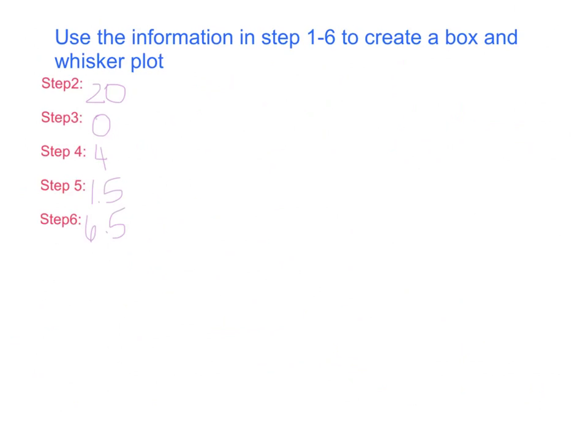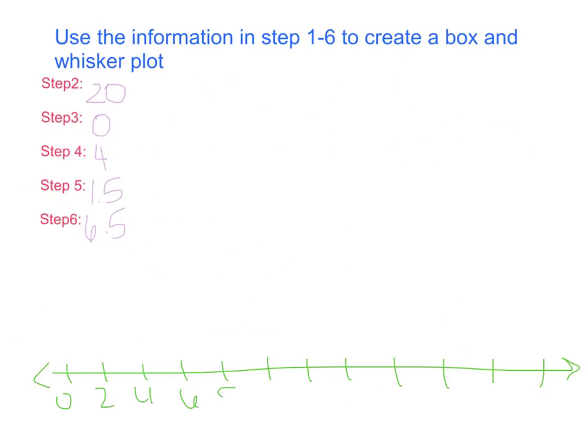So we're going to draw our line, and we want it to go from 0 to 20. So again, I'm going to use intervals of 2. So 0, 2, 4, 6, 8, 10, 12, 14, 16, 18, 20, 22. And of course, you could use intervals of 1 for whatever you want.